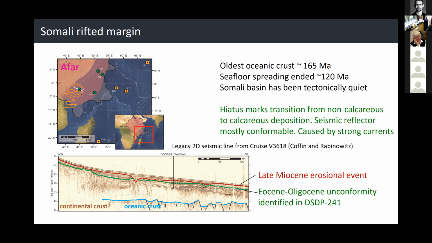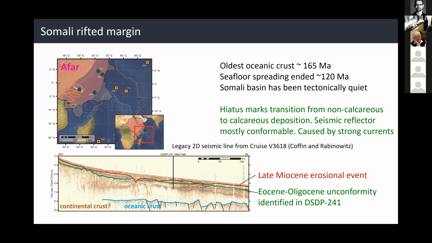We have interpreted several horizons on this line. In the first place, starting from the bottom, the blue reflector indicates the top of oceanic crust, which is heavily faulted. Then I'm going to move on to the green reflector. This green reflector was first identified in DSDP 241, and it marks an Eocene-Oligocene unconformity. This is actually a hiatus that marks an important transition in lithology, from non-calcareous deposition below the hiatus to calcareous deposition above the hiatus.